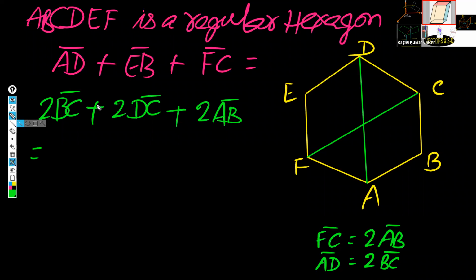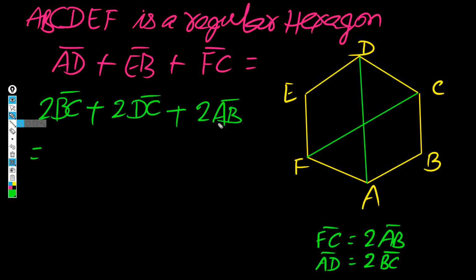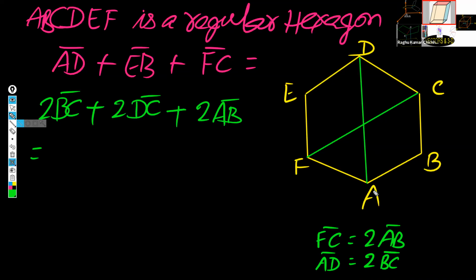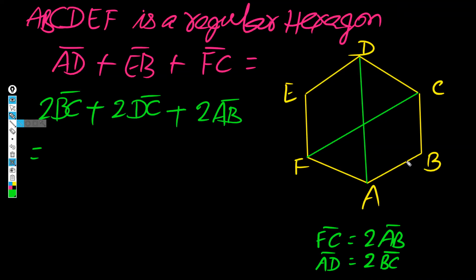Come on, tell me that. Another way, sir. AD bar plus we wrote until this, sir, FC bar equals AB bar. We converted, sir, in terms. So from AD bar plus EB bar is equal to twice of BC bar plus FA bar, sir.